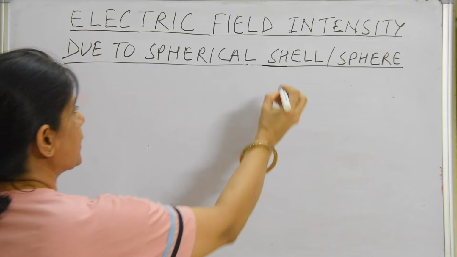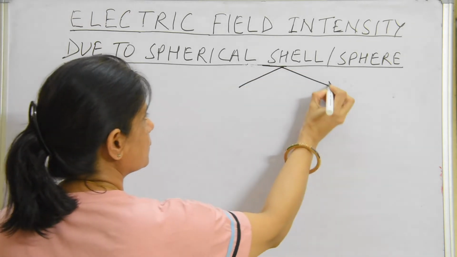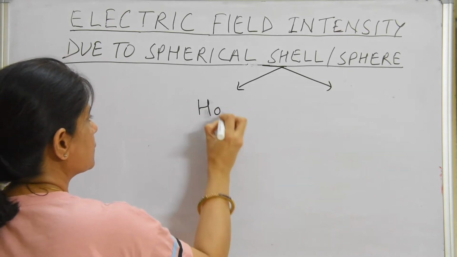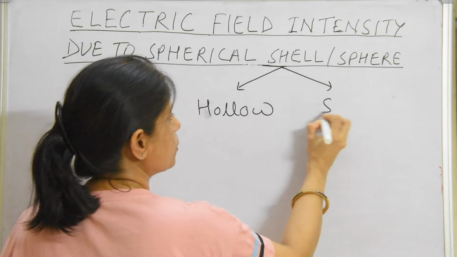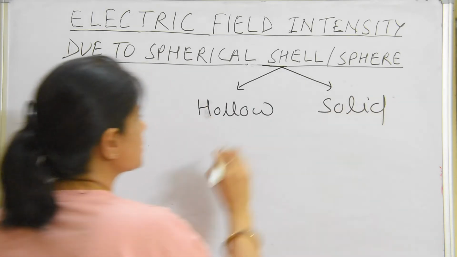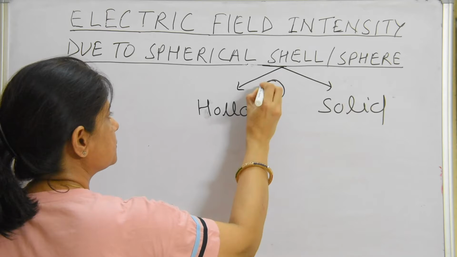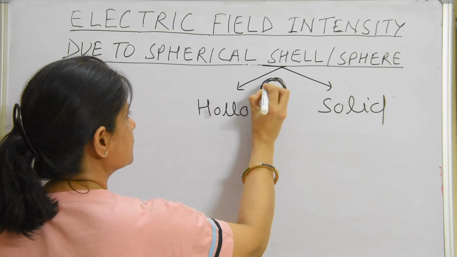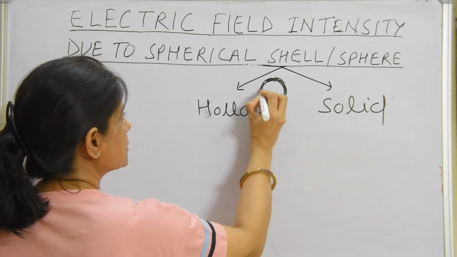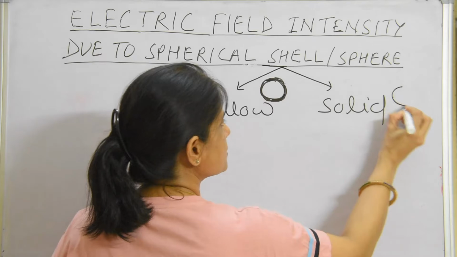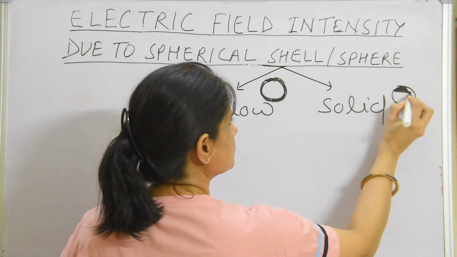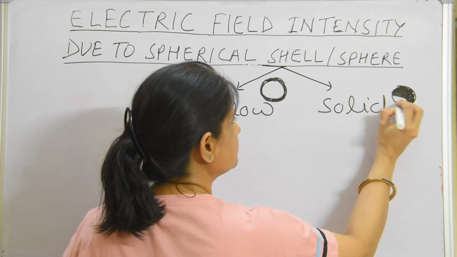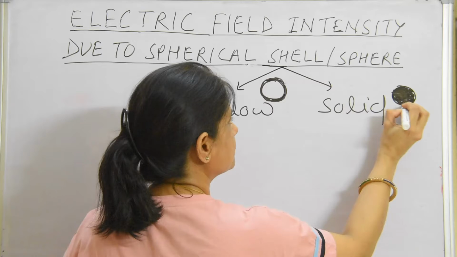So a spherical shell can be of two types. It can be hollow or solid. Hollow means it is like this, nothing is inside, it has only a surface. This is the hollow sphere. Solid sphere means it would be like this. This is the solid sphere, meaning some material would be inside.